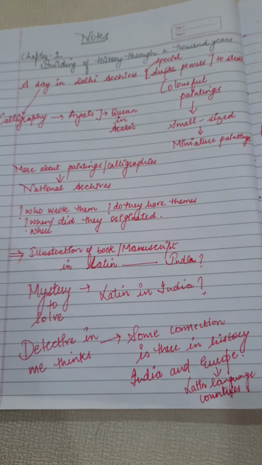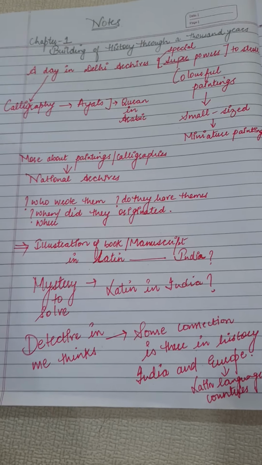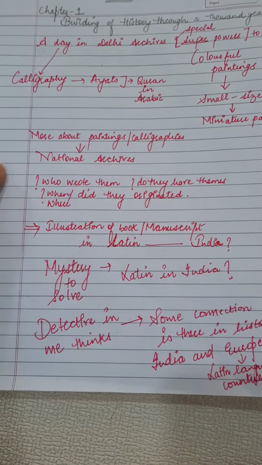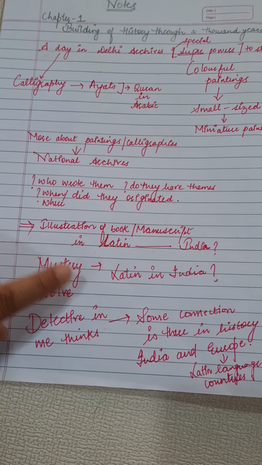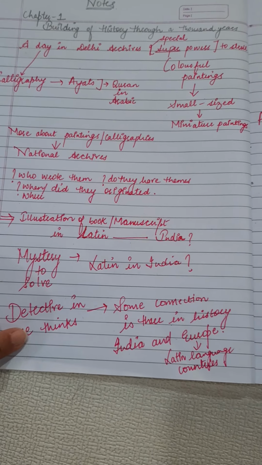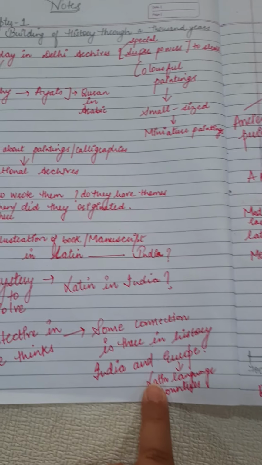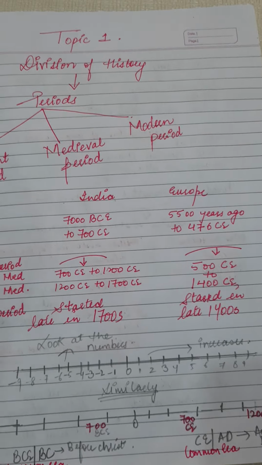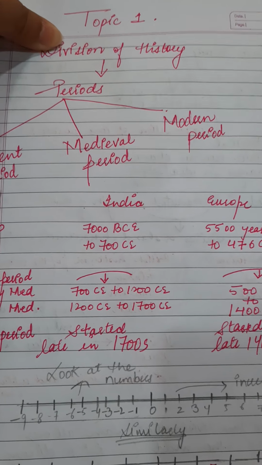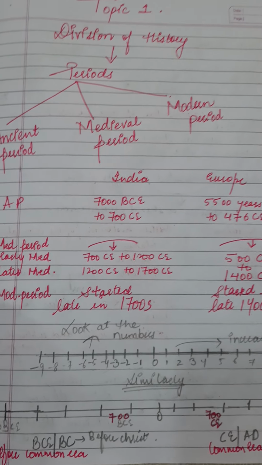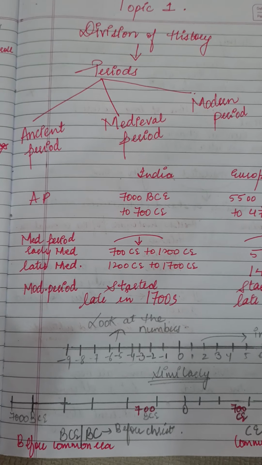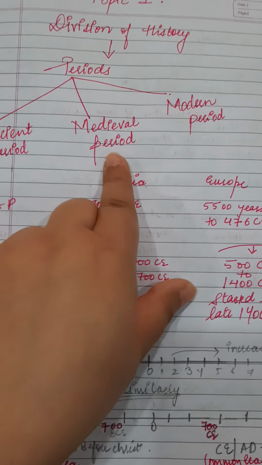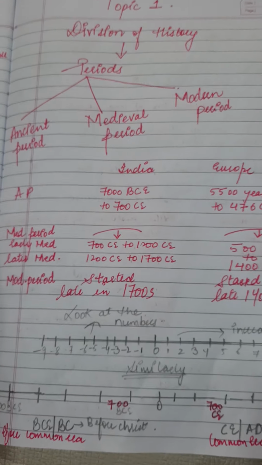For your reference, let's have a quick look at the comic script. If you could go through it. Then we have the mystery solved, and this is what the detective in me thinks. Let's move further with the next notes and also topic number 1 of the chapter, division of history. So we are going to divide history into three periods: ancient, medieval, and modern.